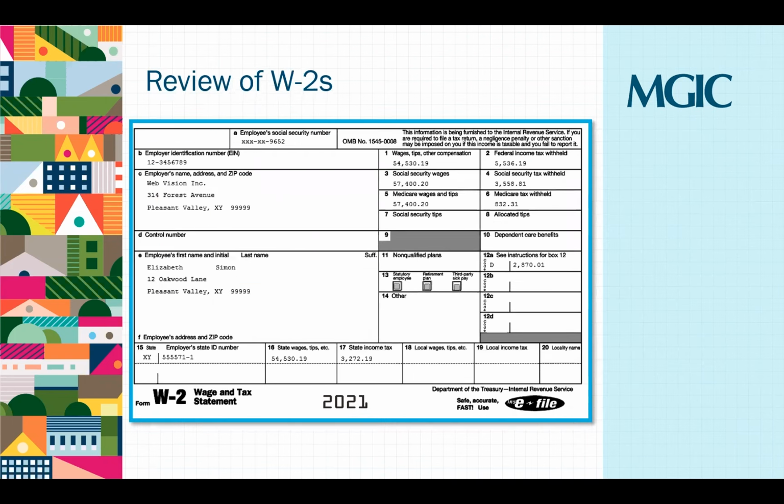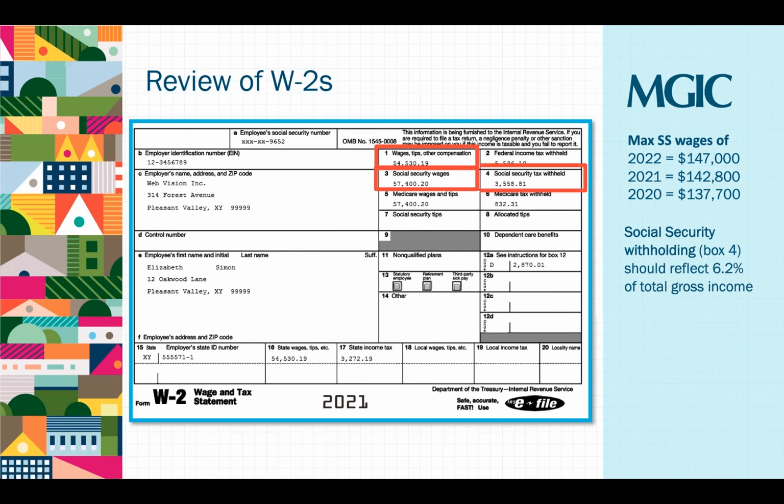When it comes to the dollar signs, box number 1 will reflect the borrower's taxable wages. Box number 3 will reflect the Social Security wages and is maxed out per year. The maximum Social Security wages for 2022 equals $147,000. For 2021, it equals $142,800. And for 2020, it equals $137,700. Box number 4 should reflect 6.2% of the total Social Security wages.